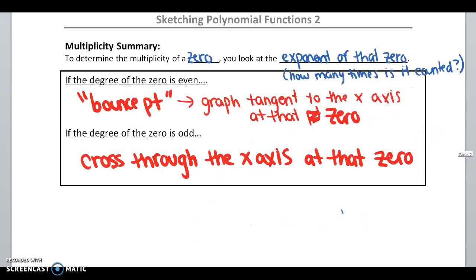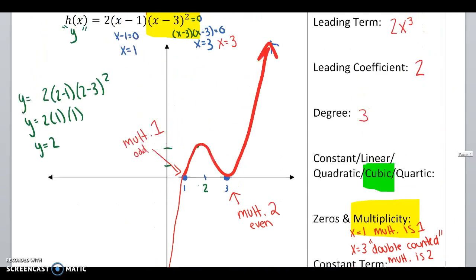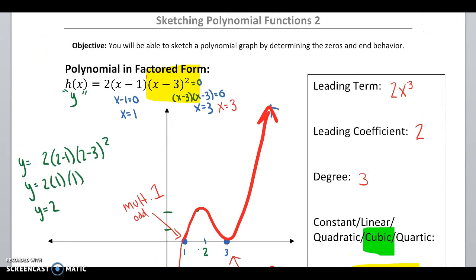So that's multiplicity in a nutshell. Now you can get a more accurate picture, put all the things you've learned together, and you're going to be able to sketch any polynomial. Please come to class with any questions and have a great night.